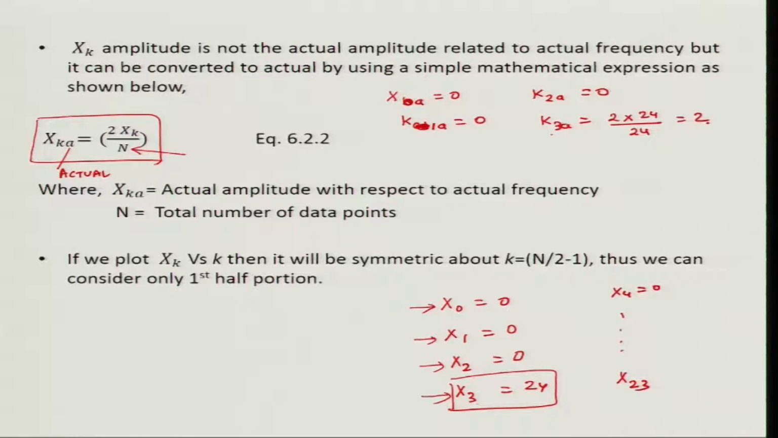Now, we will figure out how we compute the frequency of the system. But before we do that, this is an important thing to note. It says if we plot xk versus k, I am plotting xk here and I am plotting k on the x axis, then at this location k is equal to n over 2 minus 1. So, let us say this is k is equal to n over 2 minus 1.